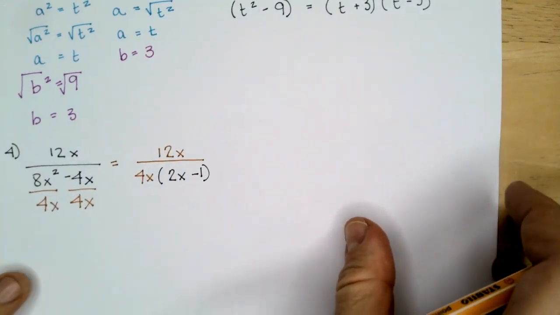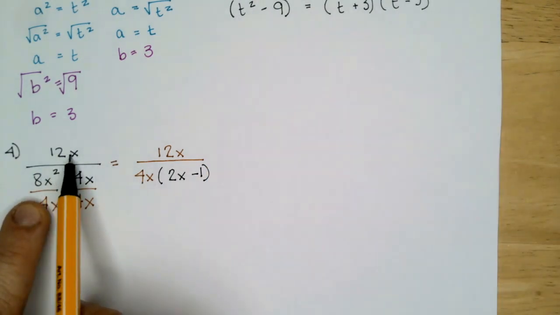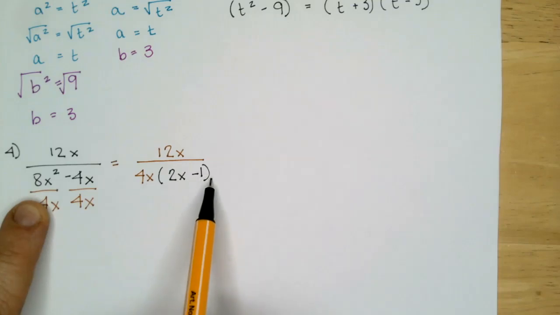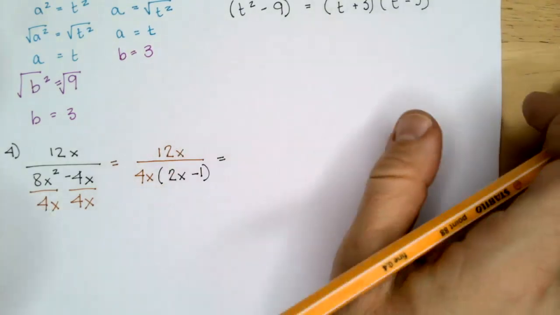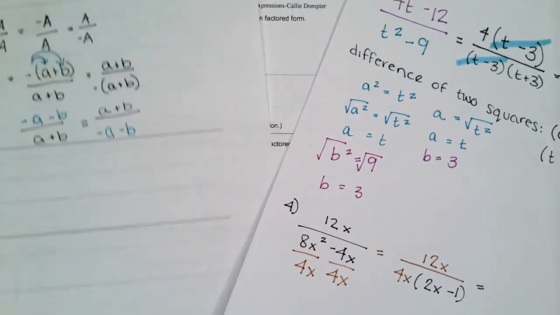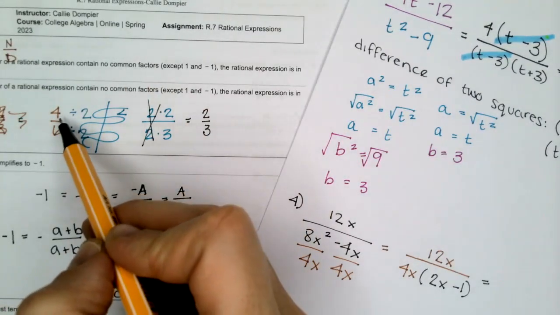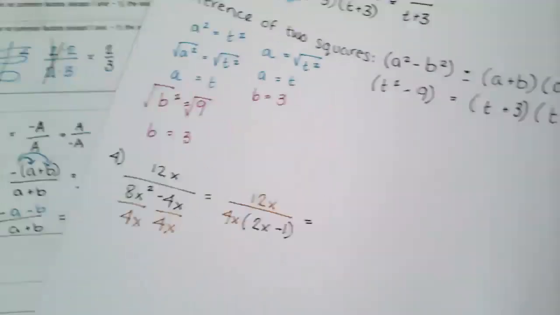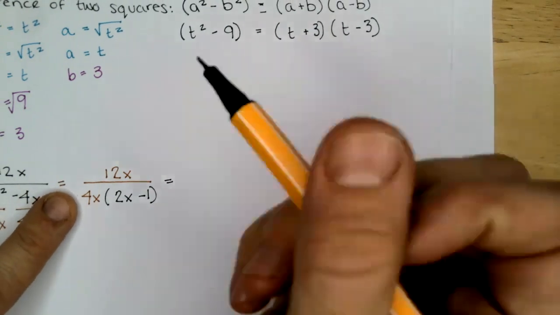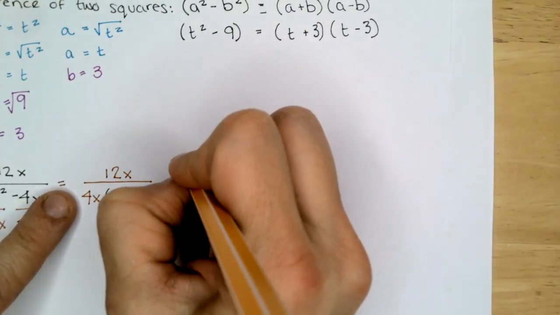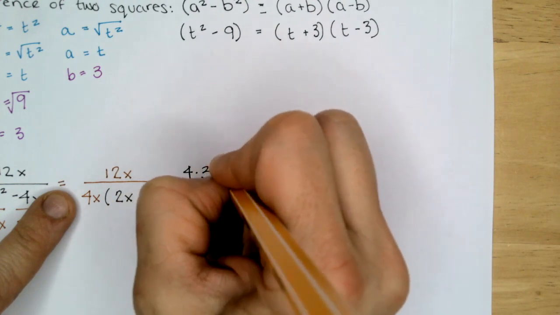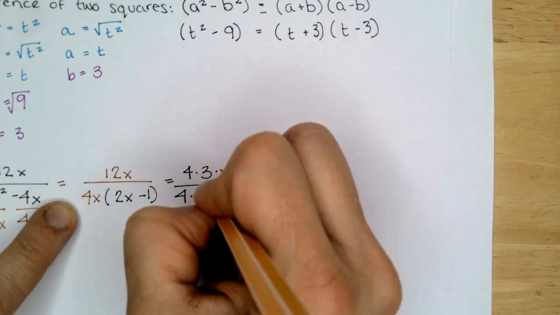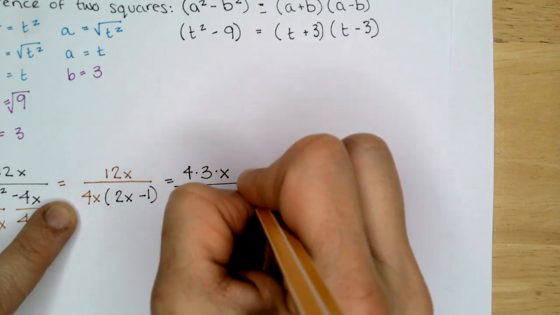So now I have factored 12x divided by 4x times 2x minus 1. Now, just like we did, 4 becomes 2 times 2, 6 becomes 2 times 3. We're going to do that to 12 because I think we can factor 4 out of 12. 12 is the factor 4 times 3 times x, over 4 times x times 2x minus 1.